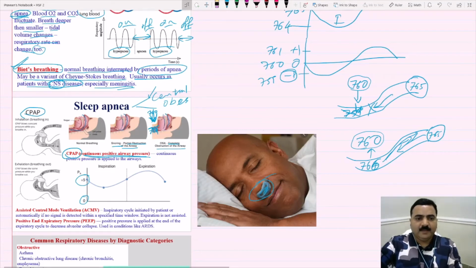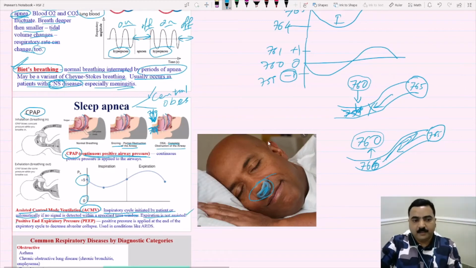Other machines that we use include assisted mode ventilation, ACMV, normally referred to as a ventilator. The inspiratory cycle is initiated by the patient or automatically. That means if the patient is not starting, then the machine blows the air. If no signal is detected within a specified time window, the machine will cause the inspiration. Expiration is not assisted because that is passive, it just stops.